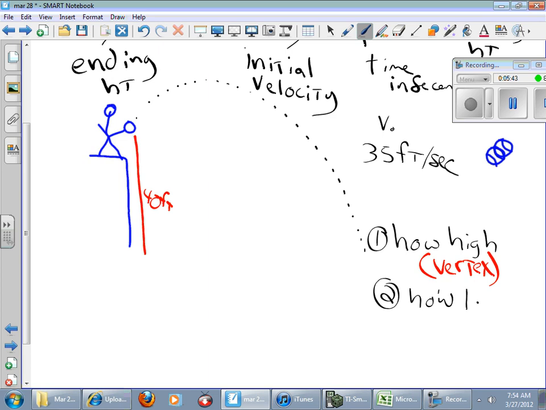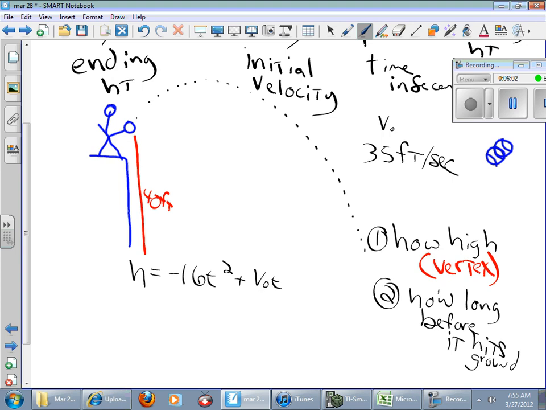How long before it hits the ground. Okay. All right, so I know my equation is h equals negative 16 t squared plus v sub o t plus s. Are you wondering why there's a plus or minus? Minus would be if I was throwing it downward, right? If I was throwing it down with initial velocity.